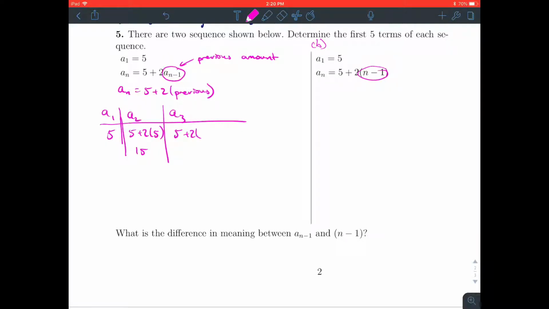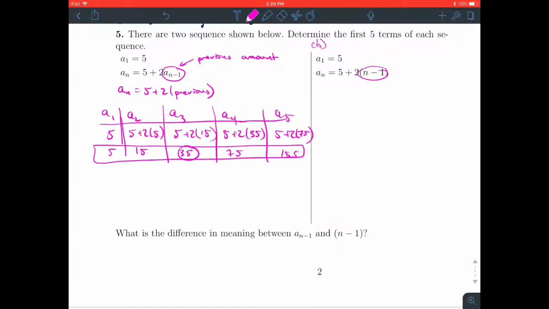a3 is equal to 5 plus 2 times the previous. The previous was 15, so we get 35. a4 is equal to 5 plus 2 times the previous, which was 35 in this case, so we get 75. And a5 was equal to 5 plus 2 times the previous, which is 155 in this case. So we have all of our values for a1 through a5. Let's see how things change in the second problem.